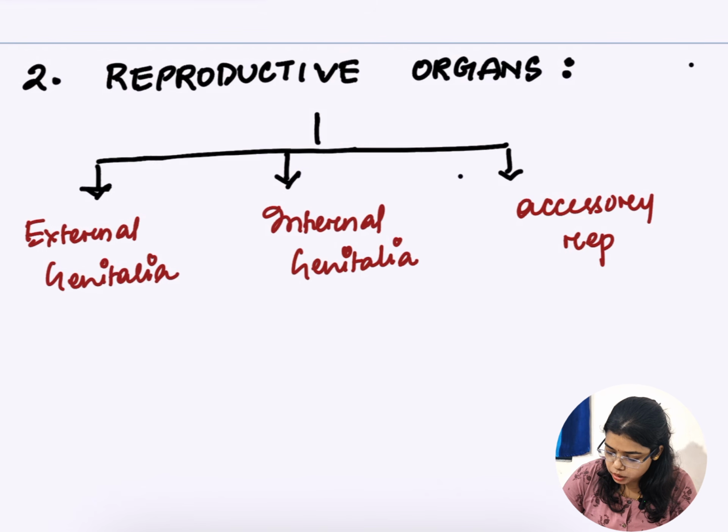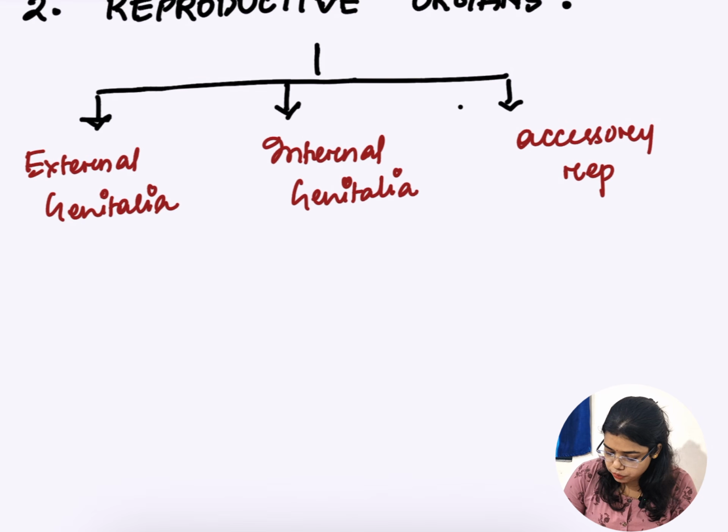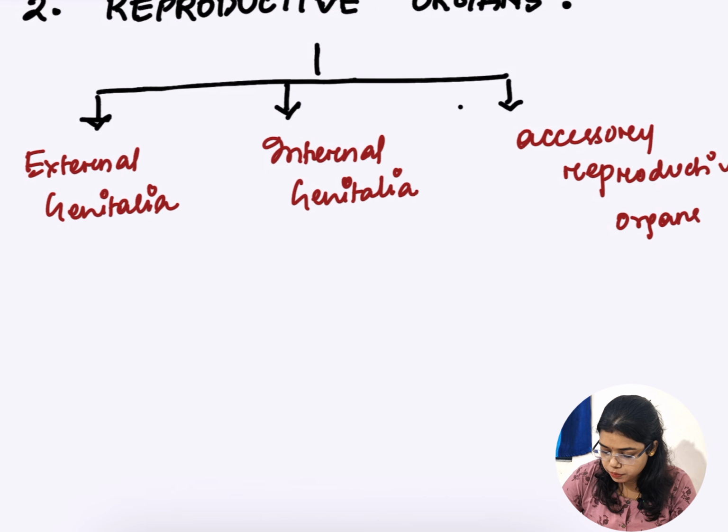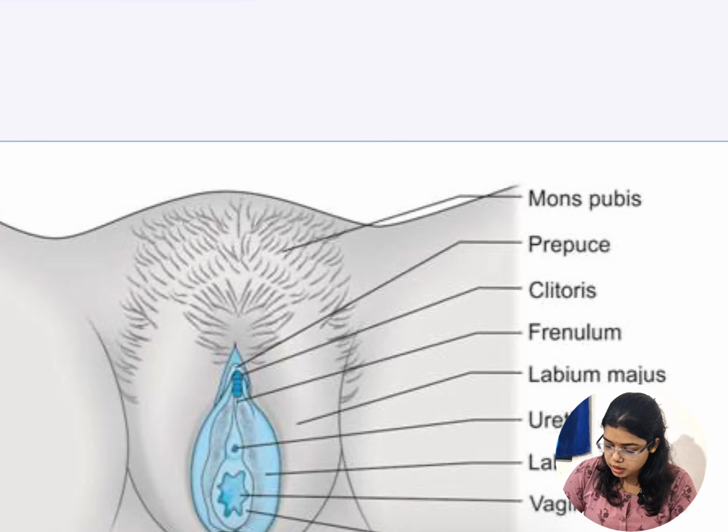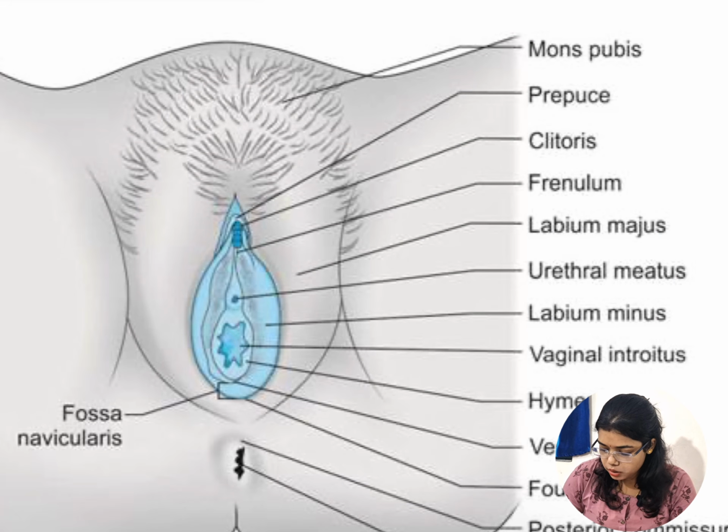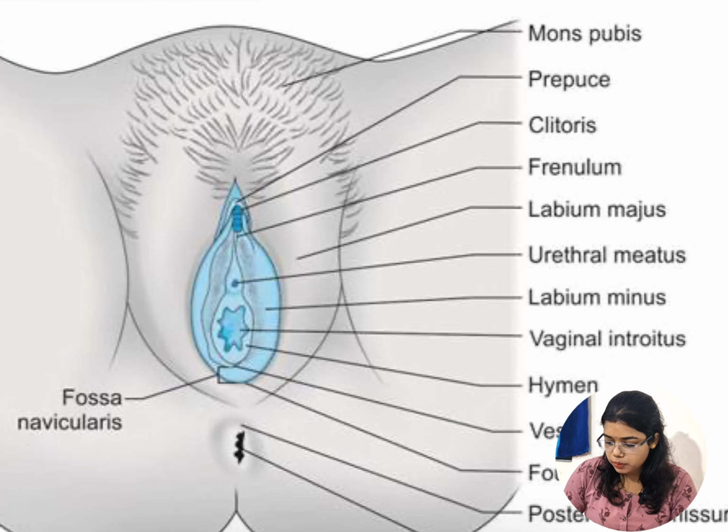I will be telling you in details about each of these, that is the external genitalia, internal genitalia, as well as the accessory reproductive organs. First, let's see what constitutes external genitalia. External genitalia, I will show you a picture. First you understand with me. Okay, this is a picture showing the external genitalia.